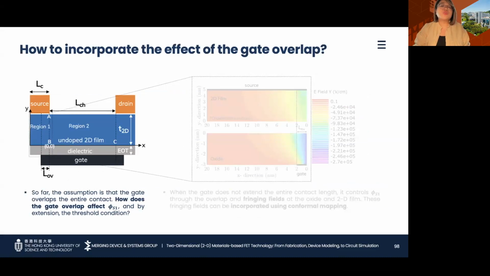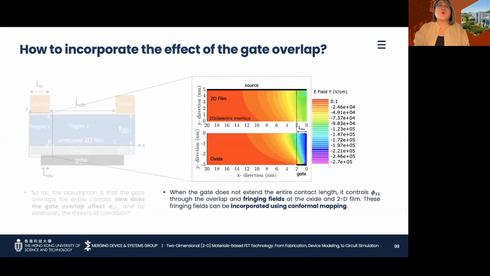So for most 2D FET demonstrations, the gate is designed to overlap the entire contact length. However, the end goal is for the gate to be redesigned in the future so that it will have almost no overlap with the contact regions. So we need to know how the overlap affects the threshold condition as well. To do this, we must determine how the gate and source fringing fields affect phi-S1. And this can be done using conformal mapping.